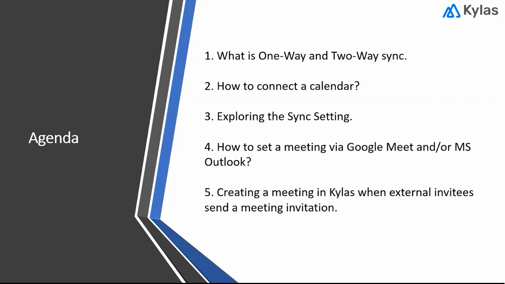Following that, we have seen how a meeting will get created in Kylas when there is no email address present in your system, meaning there is no lead with the email, no contact or anything available in the system. So a meeting will get created and it will be tagged as an external organizer, so that you will get to know that the meeting that got created is from an external source.